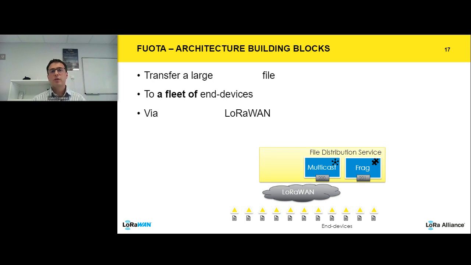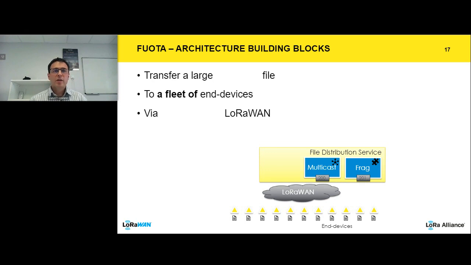The difference is that class C multicast is continuous listening. So the device opens a receive window at a given time and keeps on listening on that radio frequency and parameters up to the end of the window.